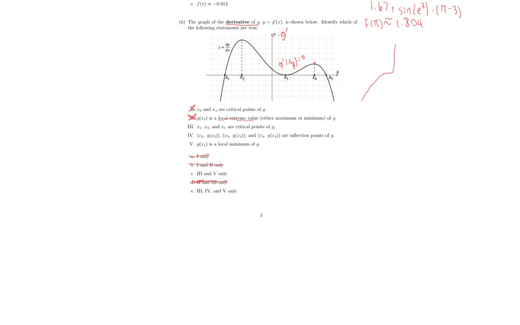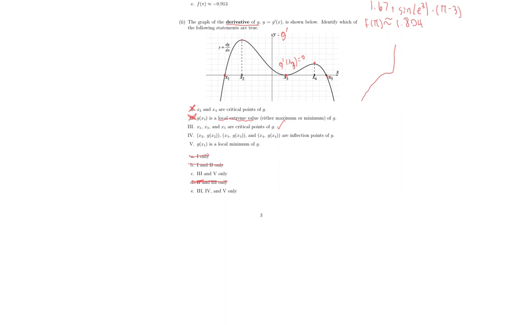So x1, x3, and x5 are critical points of G. Well, critical points are where your derivative is 0. This is the derivative graph, so we look for the x-intercepts of our derivative graph. In that case, we have an x-intercept here, here, and here. And what are they? x1, x3, x5. That one is true. I agree with this one. I'll just put a little check mark on the side. Okay, let's go on to the next one.